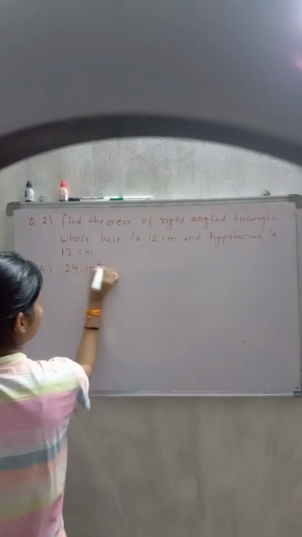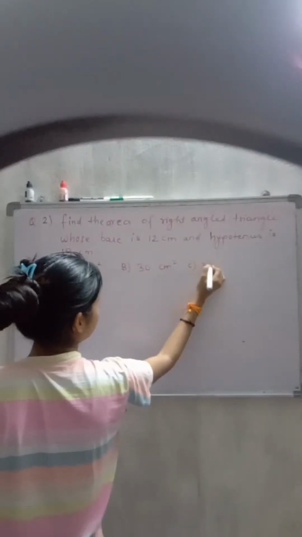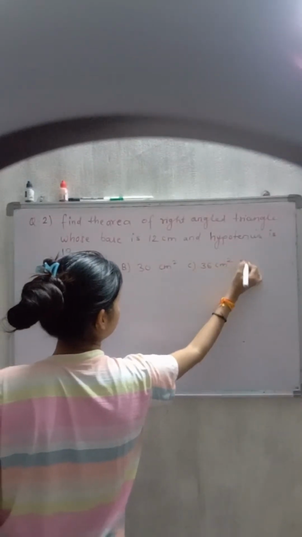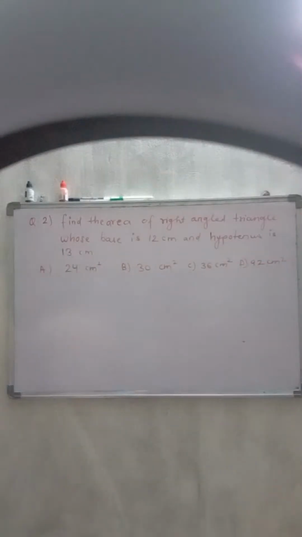A, 24 centimeter square, B, 30 centimeter square, C, 36 centimeter square, D, 42 centimeter square. So in this question, it is already given that the triangle is a right angle triangle. So using that we will solve our question.